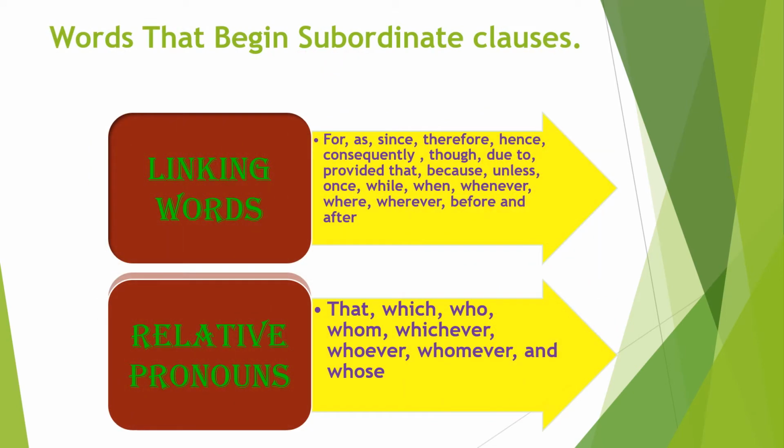Words that begin subordinate clauses. It's very easy to identify the independent clause. Then how to identify a subordinate clause? These are the main words. These are the words which are mostly used to connect the subordinate and the independent clause. You will find these words mainly in the subordinate part as a subordinate conjunction. The first part is linking words and the second part is the relative pronouns. So if you find these words in any part, the former or the later, it is a subordinate clause.